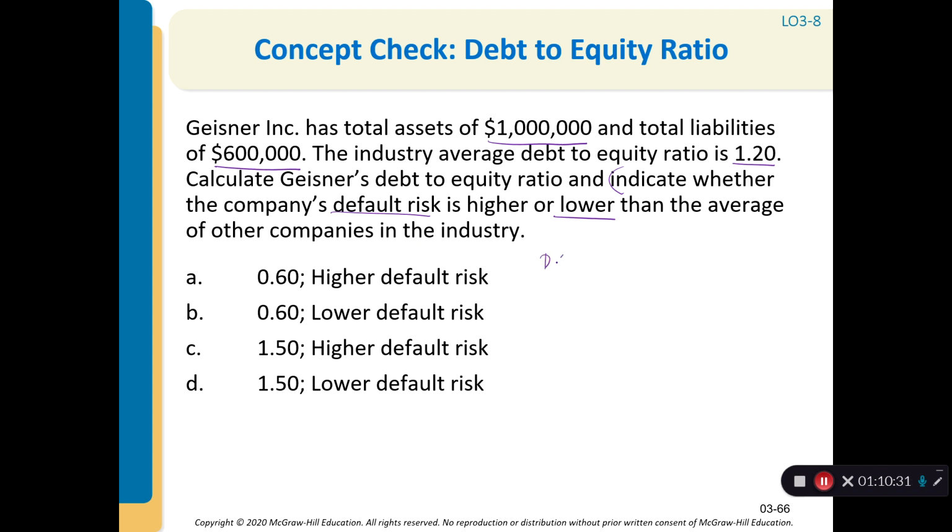So debt to equity ratio equals debt over equity. So the total debt is 600,000 and equity is going to be 400,000, because 1 million minus 600,000 is the equity, right? So that equals 1.5, and 1.5 is bigger than 1.2. So therefore, this company has a higher default risk. Okay, and so therefore C is correct.